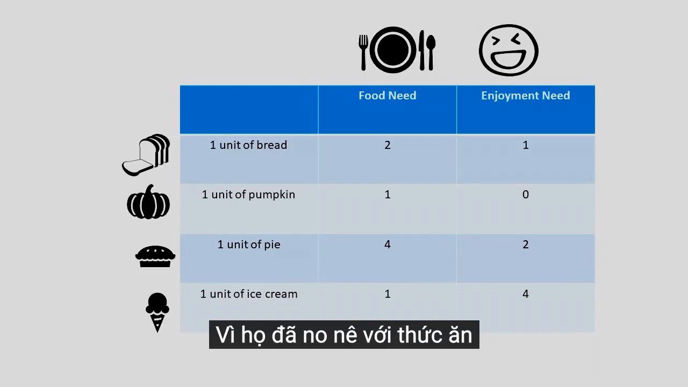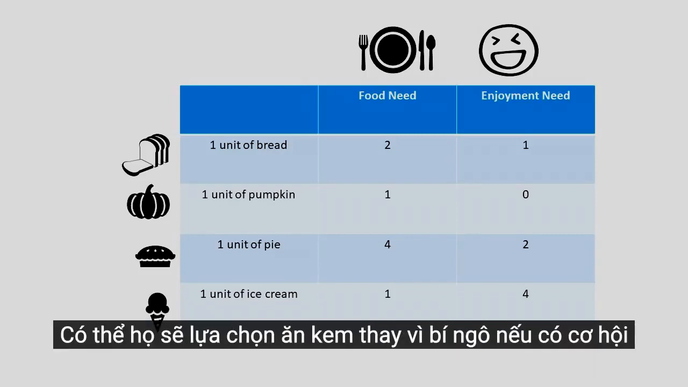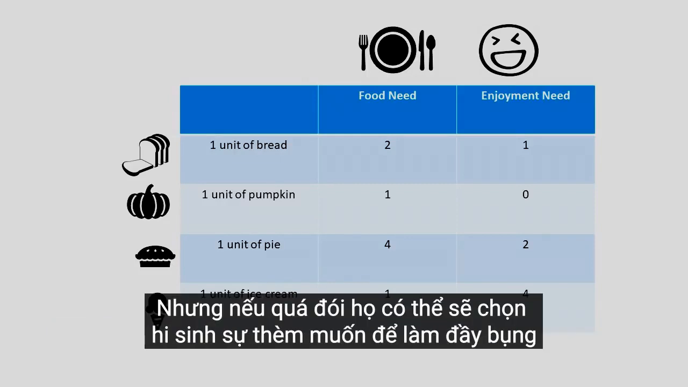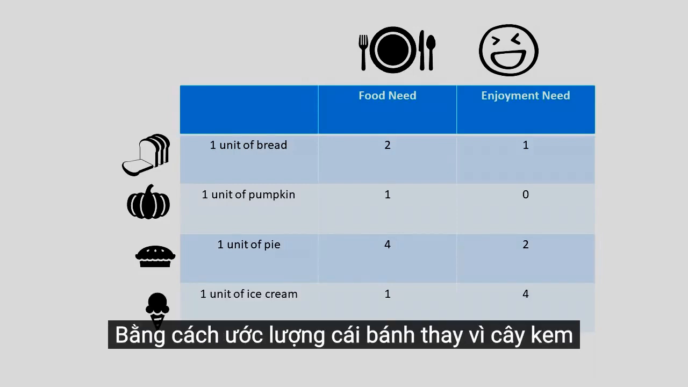Since they fulfill the same food need, it is likely they'll plump for ice cream over pumpkin if given the choice. But what if they are more hungry? They may opt to sacrifice some enjoyment for more fulfillment of the food need by getting a pie instead of the ice cream.